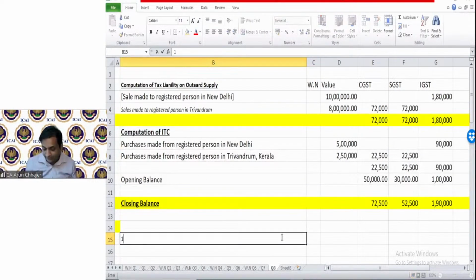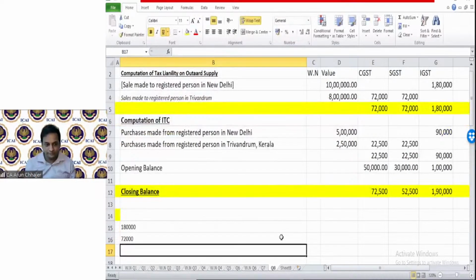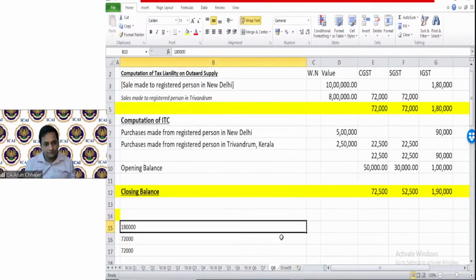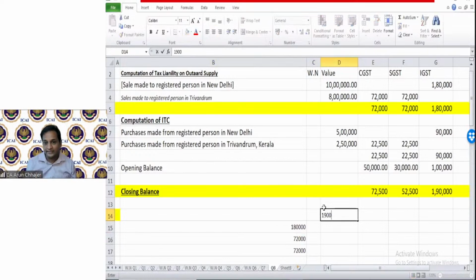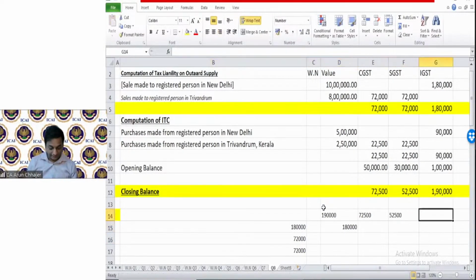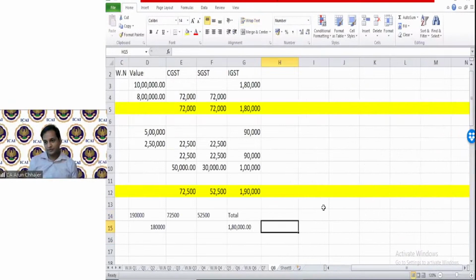So the liability under IGST is 180, CGST 72,000, SGST 72,000. What is the ITC? ITC is 190 under CGST, 72,500 under SGST, 52,500 under C and S. 180 first. Correct. So will there be any liability to be paid for I? Answer would be no.